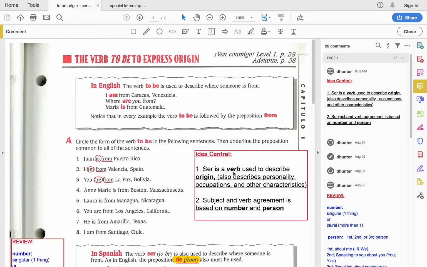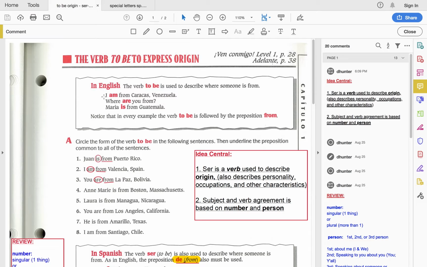All right. The verb ser is used to describe origin as well as a variety of other aspects of people and things. Again, it describes origin, which is where something is from, personality, occupation, and other characteristics like physical characteristics, right? Tall, short, and beyond. In English, an example of the verb to be is I am from Caracas, Venezuela. So I am being the verb to be. In this case, it's talking about where you're from.